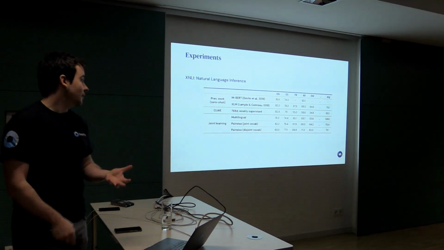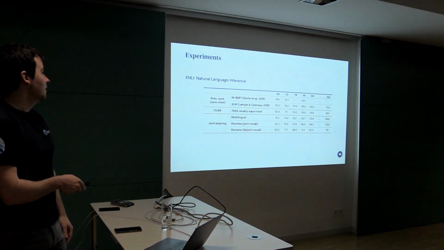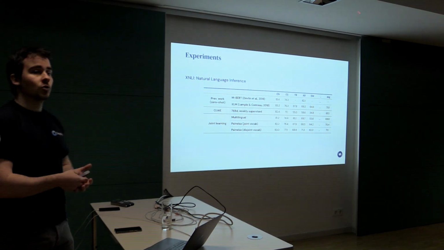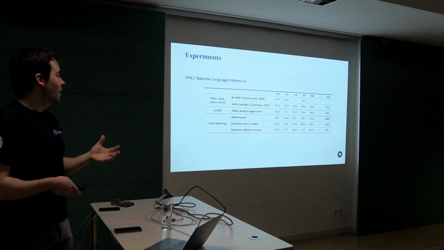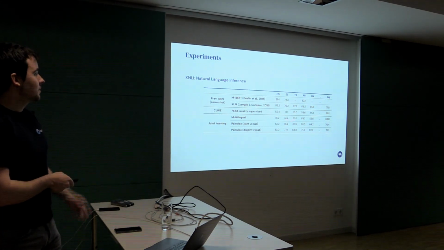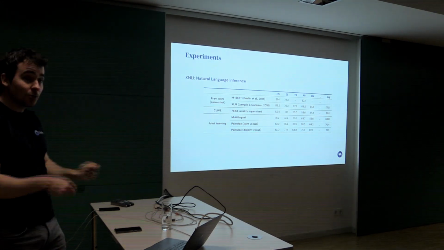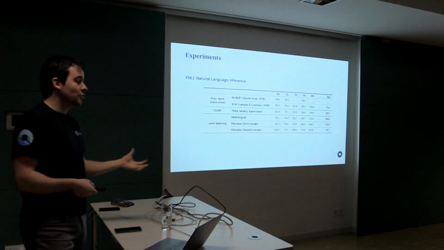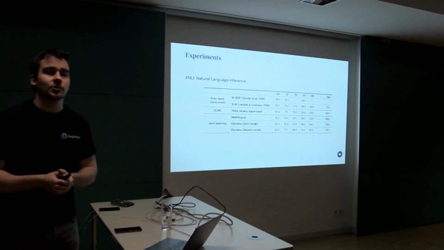We can then see that for joint learning, actually learning a model across all of the 15 languages hurts performance. And in particular, the model that uses a disjoint vocabulary does better than a model that shares the vocabulary across different languages.